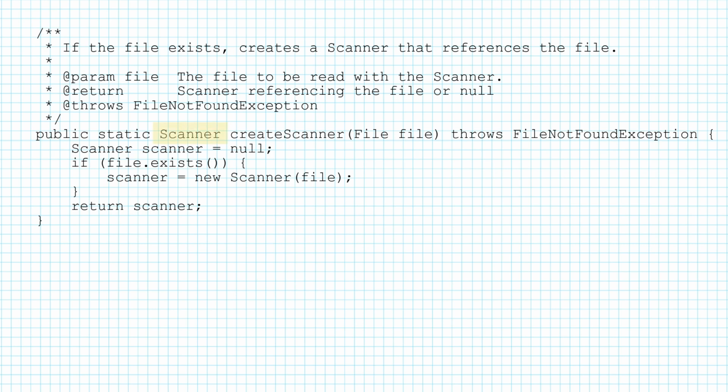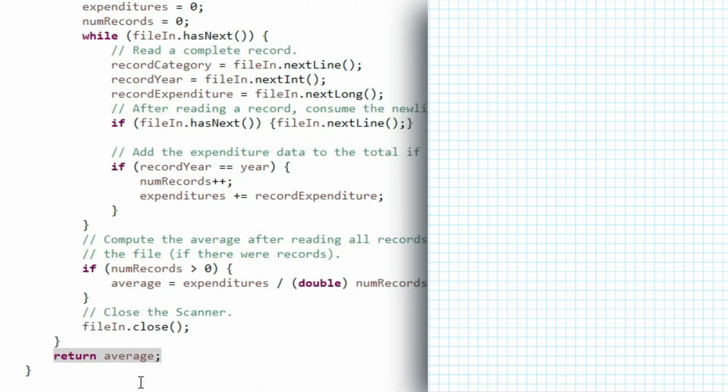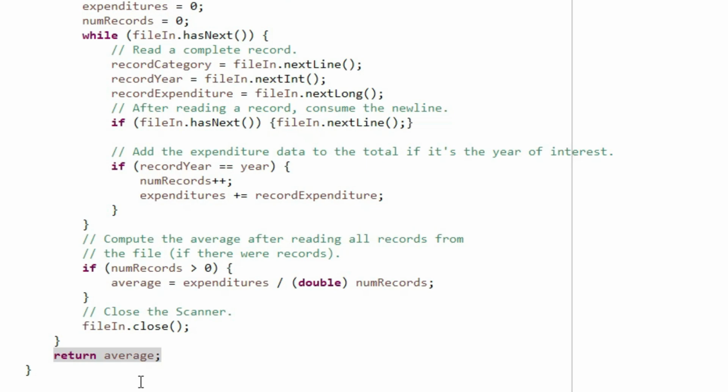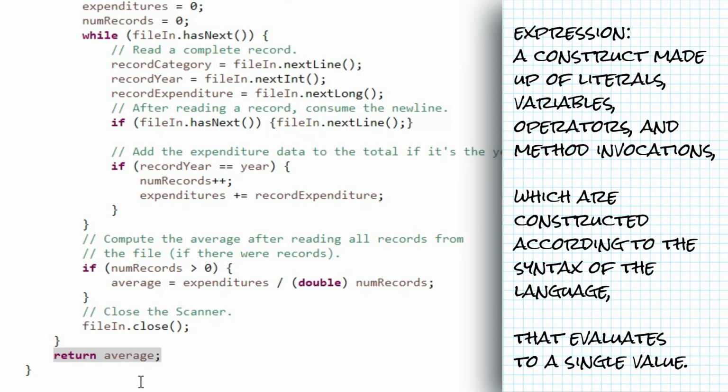So the return type is any type, just as when we're declaring a variable. At the end of our method, we should then have the keyword return followed by an expression that evaluates to that type. There's that word expression again. Remember, an expression is a construct made up of literals, variables, operators, and method invocations, which are constructed according to the syntax of the language that evaluates to a single value.